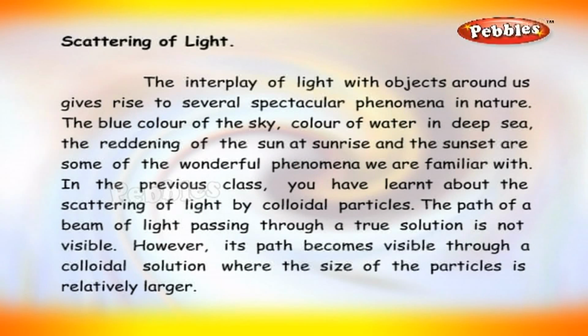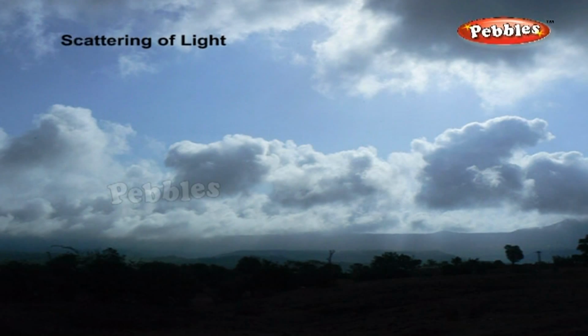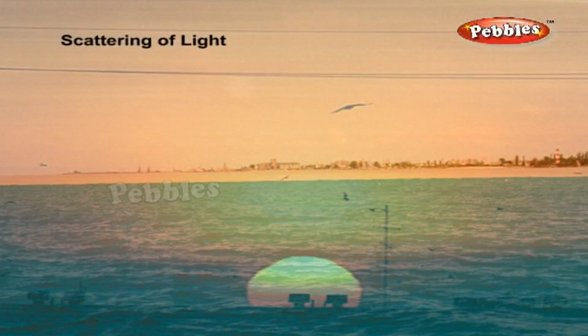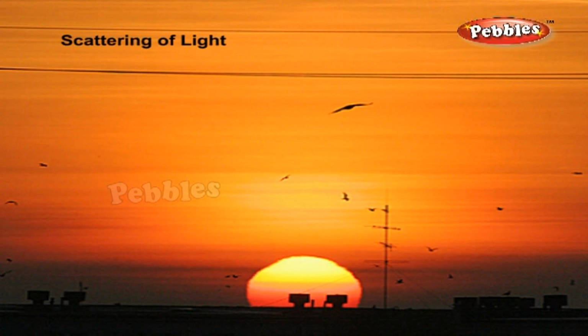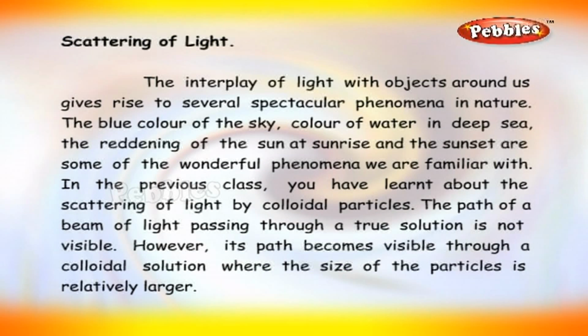Scattering of light. The interplay of light with objects around us gives rise to several spectacular phenomena in nature. The blue color of the sky, color of water in deep sea, the reddening of the sun at sunrise, and the sunset are some of the wonderful phenomena we are familiar with. In the previous classes, you have learned about the scattering of light by colloidal particles. The path of a beam of light passing through a true solution is not visible. However, its path becomes visible through a colloidal solution where the size of the particles is relatively larger.